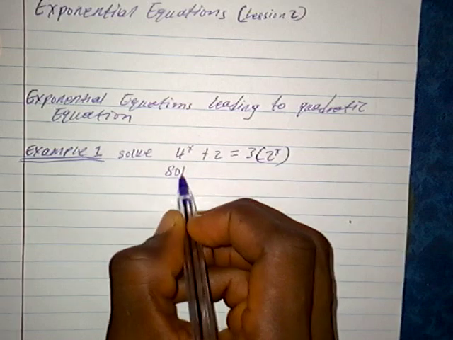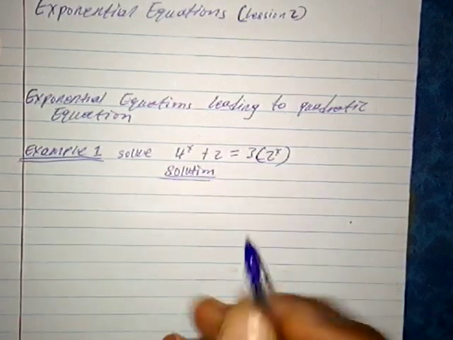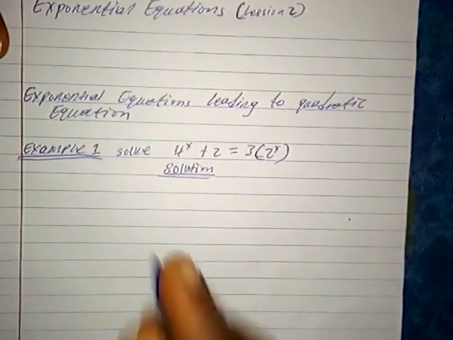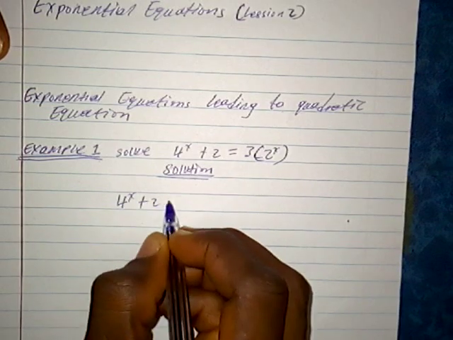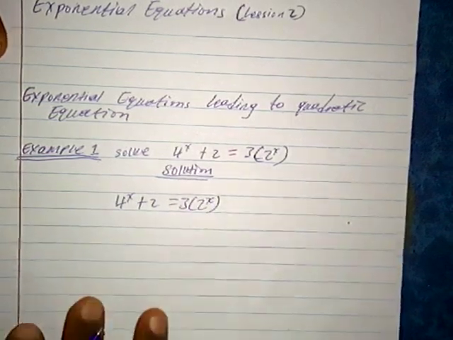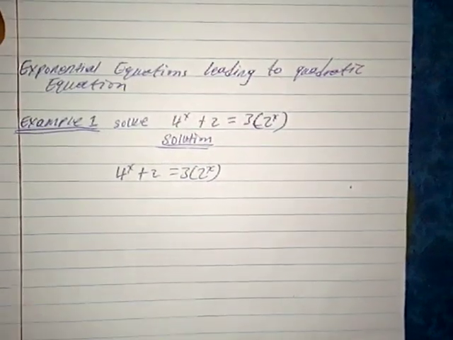Now we say solution. Good. Now we go. We say 4 raised to the power x plus 2 equals 3 times 2 raised to the power x, right? Now what is the step? What are we going to do?